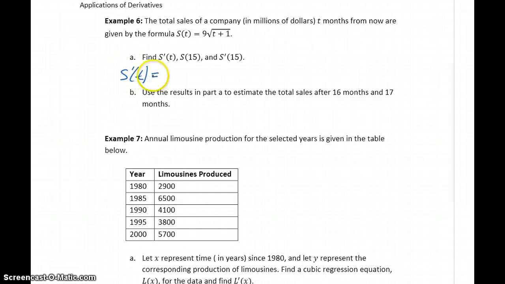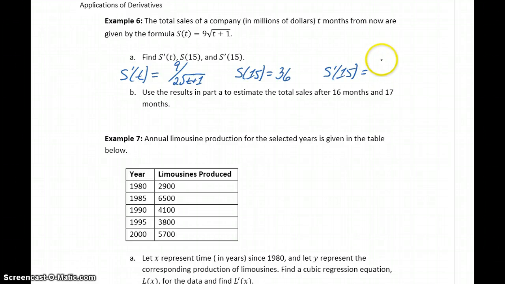So again, using Wolfram Alpha to get these results, you should be able to find that the derivative is 9 over 2 times the square root of t plus 1. That the original function, s of t, evaluated at 15, should be 36, and the derivative function evaluated at 15 should be 9/8 or 1.125.